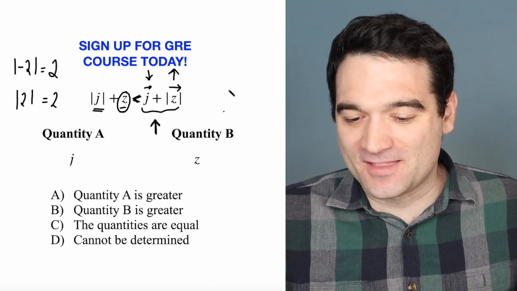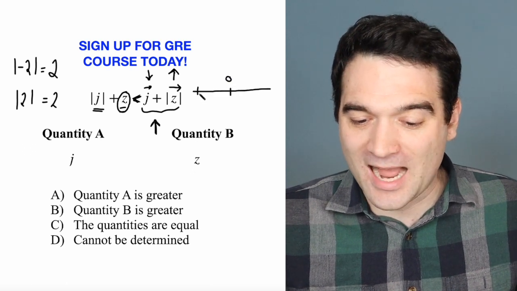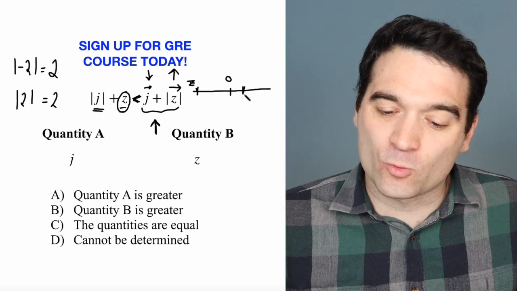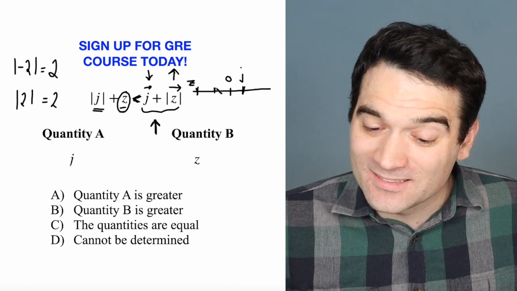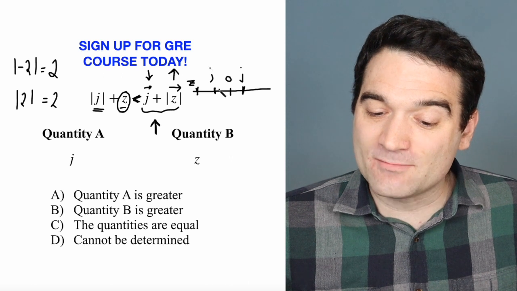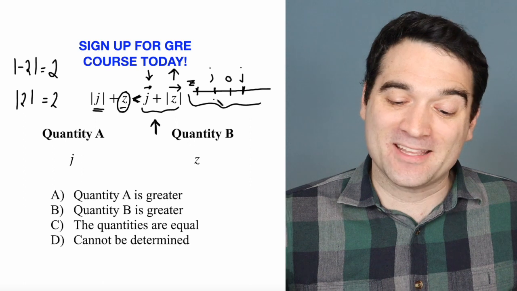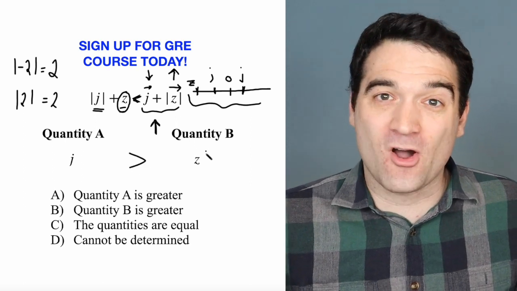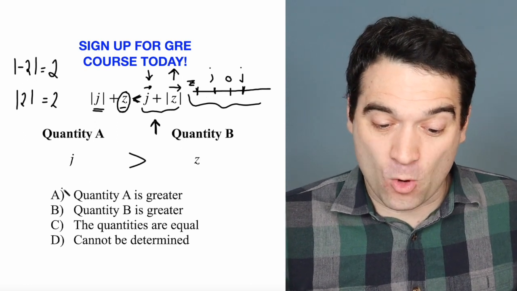Well, if I represent this on a number line, right, there's 0. I know z is way down here. J is either already a positive number, so it stayed the same, or it was a negative number, right? But not so negative that it outweighed z. And from this picture, I have my answer. J is greater than z. J has to be greater than z based on how absolute values work. So the correct answer here is quantity A.